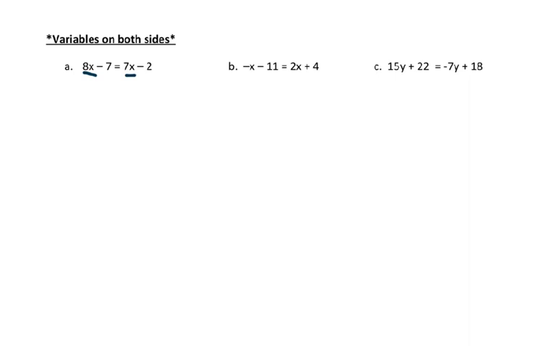So I have a choice. I can subtract 8x or I can subtract 7x. Even though they don't say plus, I know they're positive because they don't have a minus sign in front of them. In this case, it's going to be easier for me if I use a little bit of intuition to subtract 7x. And that's going to leave me with 1x, which we just write as x, minus 7 equals negative 2. Don't forget the negative when you come down. And then finally, we're going to add 7.